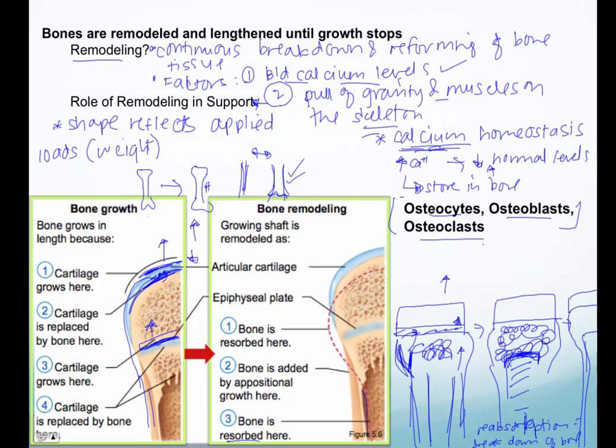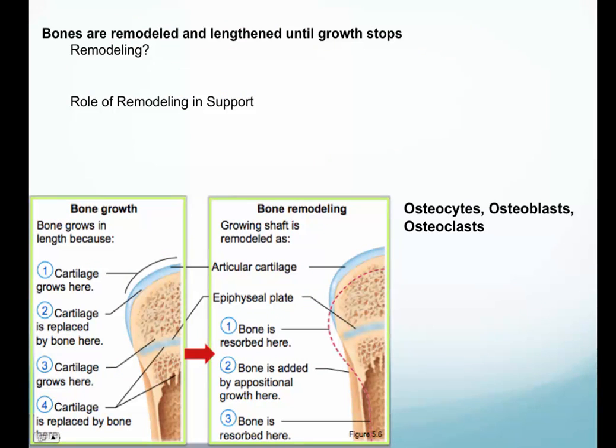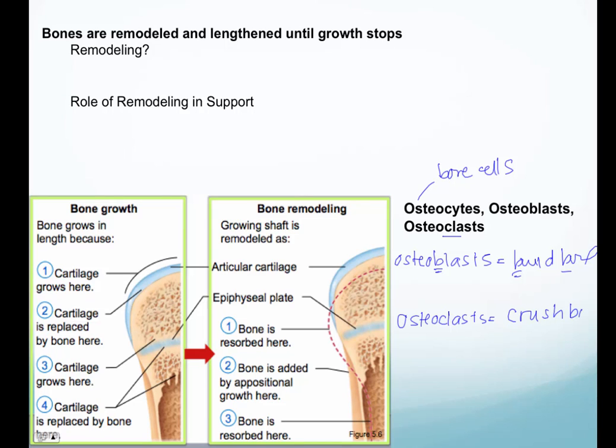Now I'm going to erase everything and we can go over these different types of cells. Okay. Osteocytes, these are our bone cells. Osteoblasts, the way I remember osteoblasts is that they build bone. B for B, build bone. Osteoclasts, what do these do? These crush bone. C for C.